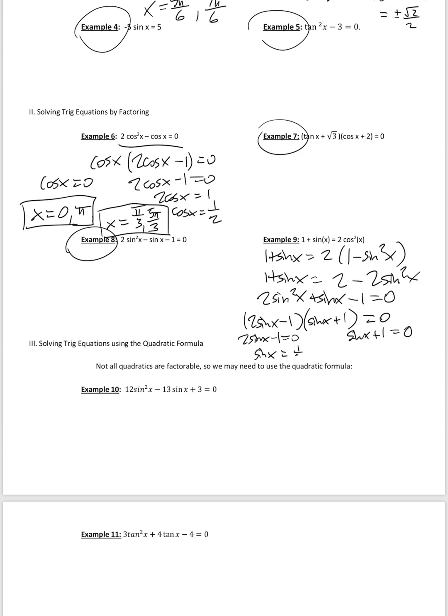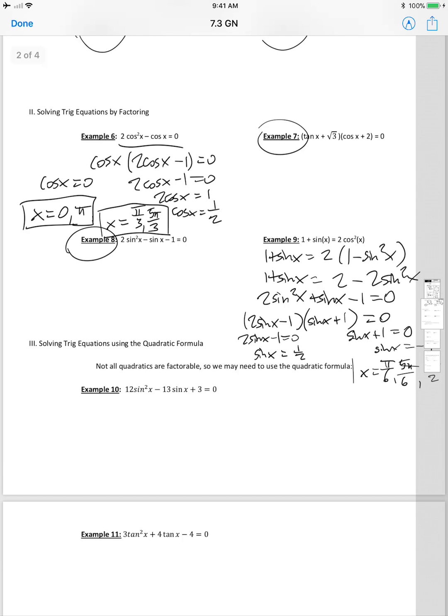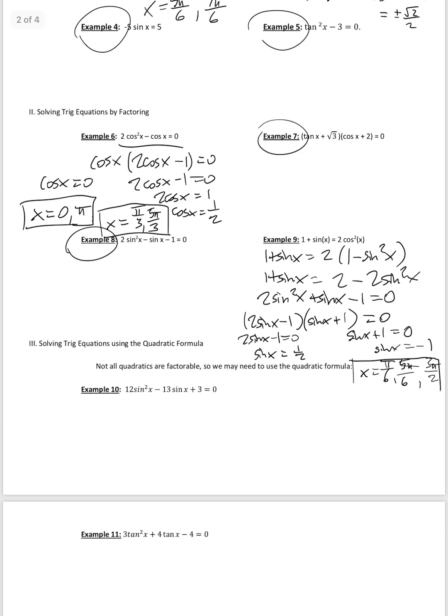So here's sine of x equals 1/2, sine of x equals -1. So what x values give me a sine equal to 1/2? And that's pi over 6 and 5 pi over 6. And then what x values give me a sine equal to -1? That's 3 pi over 2. And so all of those x values are my answer. Okay?